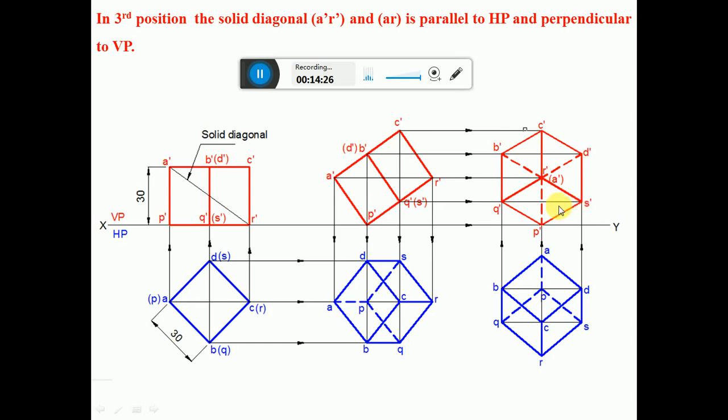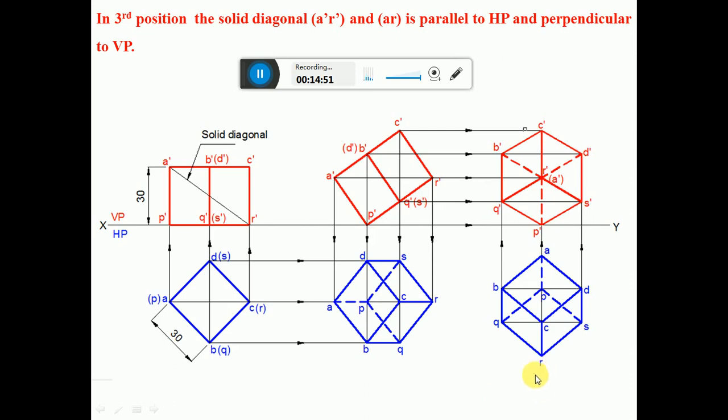Now we are going to apply the boundary condition of visibility. All the exterior edges of the boundaries of the solid are visible. So we start from P dash to S dash to D dash, D dash to C dash to B dash to Q dash, and Q dash to P dash. This will form the exterior edges of the boundaries of the solid, which are going to be visible. So you darken them.